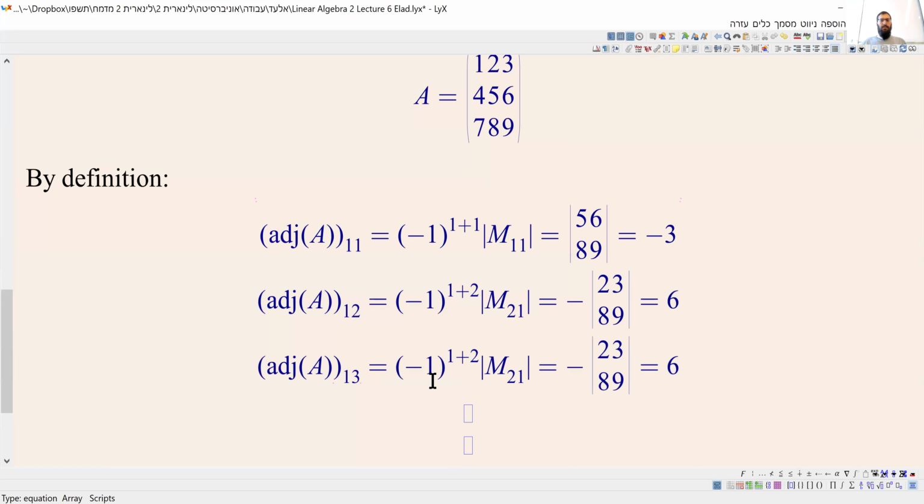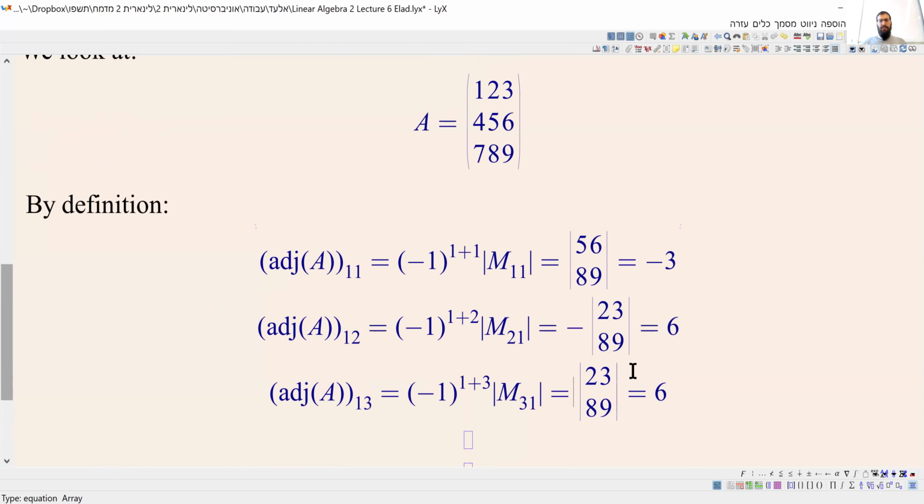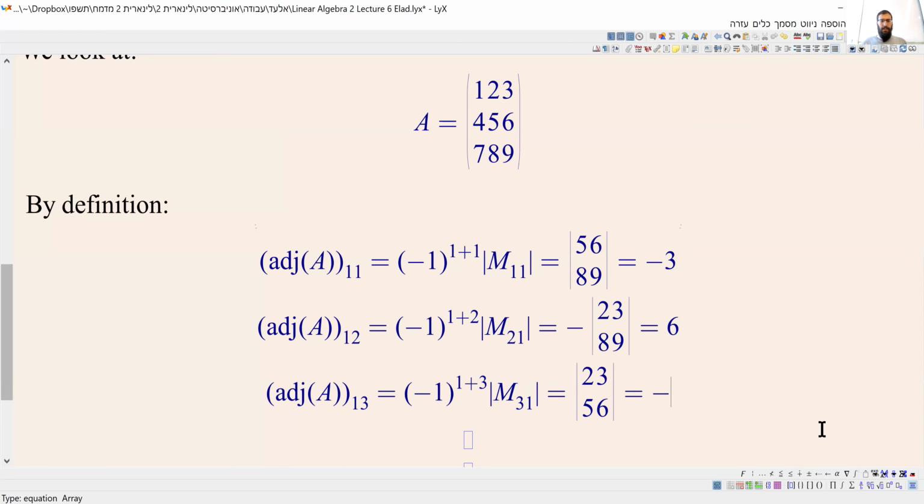And for adjugate 1, 3, we have 1 plus 3, the minor 3, 1, deleting the third row and the first column. It is again positive, or at least the first sign is positive. And we have 2, 3, and 5, 6, which gives us minus 3 again.